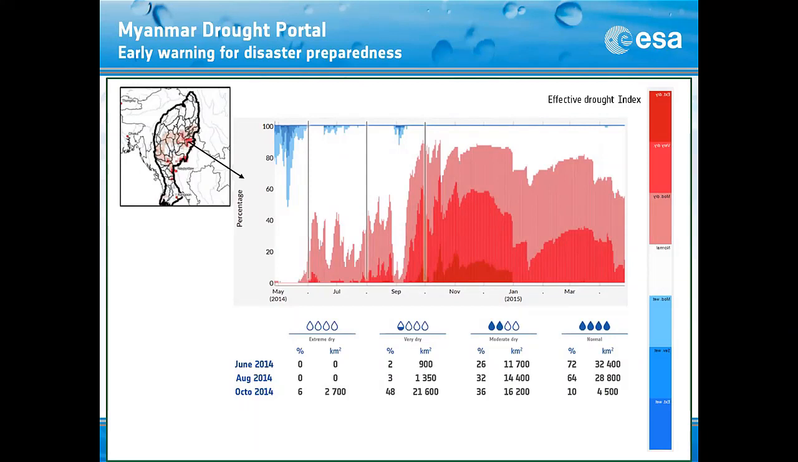This was developed under the EO4SD in the Myanmar context, where a drought portal was developed, providing daily updates of relevant satellite data sources, and then their calculation into drought indices. Information which was made readily available in near real time on an online web interface, allowing users to identify the location, extent, and severity of droughts. And here illustrated as a trend in drought-impacted area in the Magway region during some severe droughts back in 2014.